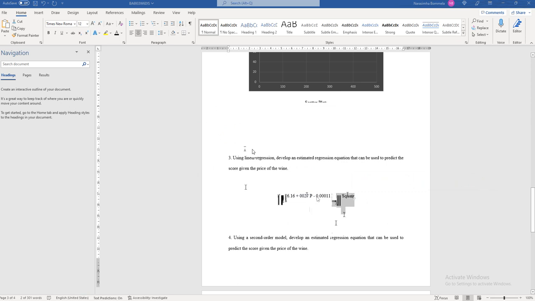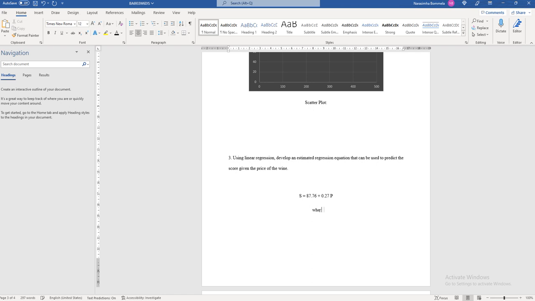Now we can abbreviate them. S is equal to 0.7 P, where S is score, P is price. Like that also you can write. Okay, so you can abbreviate and write anyhow. So this is the equation we have, and using this equation we are supposed to predict some value.